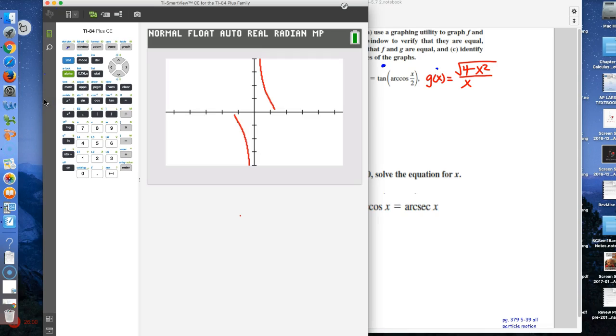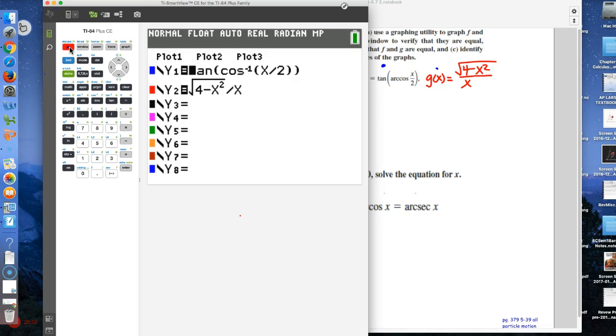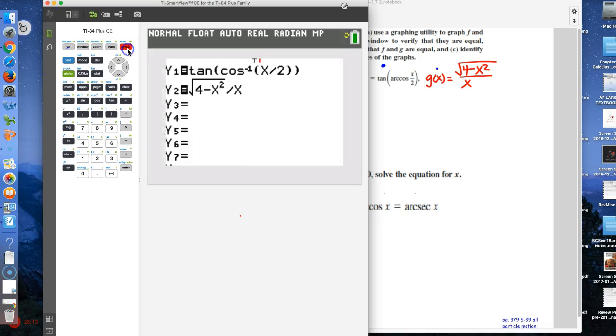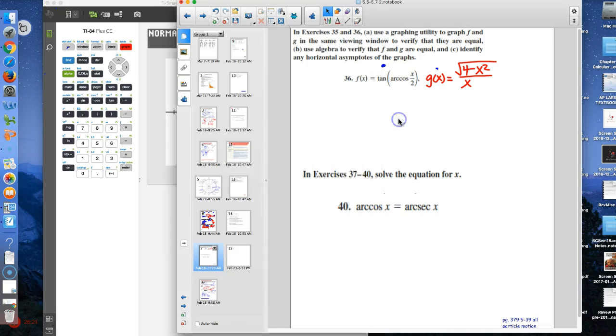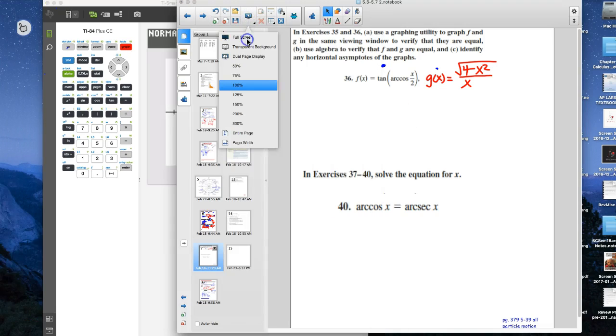I graphed them both. The reason you can only see one of them is because they're the same function. So there's my tangent of arc cosine in y1. And in y2, my non-trig function, when I hit graph, they're identical. Kind of cool, right? That's why you see one function. It's actually the red one on top of the blue one. Well, mathematically, they're totally the same.